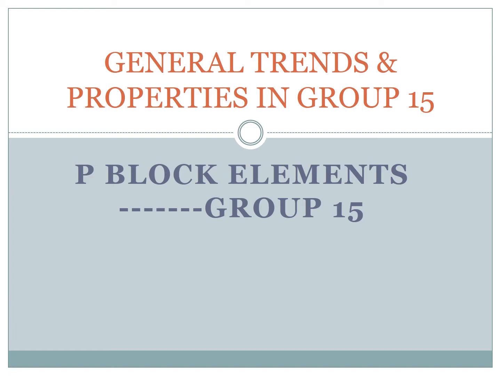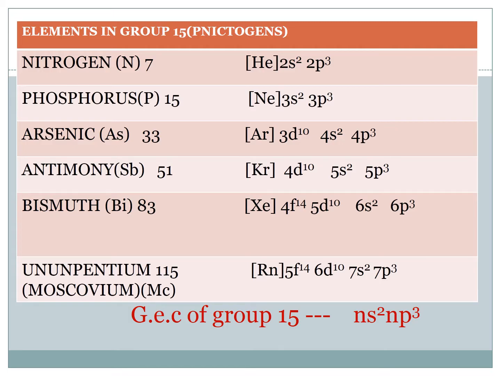Block elements, group 15. Group 15 elements are otherwise known as pnictogens. On writing the configuration, one is able to understand that the valence electrons are 5 in number and that will be filled in the s and the p orbitals, due to which the general electronic configuration becomes ns2 np3.